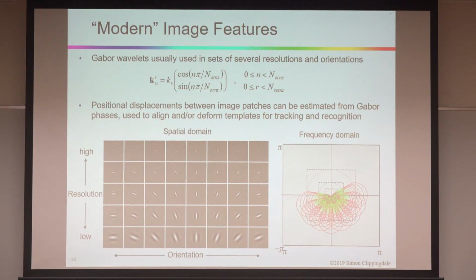Okay, so these features have been used. The fact that they have a phase, there's a cosine and a sine version of each of these filters, allows you to estimate physical displacements between, for example, some point on somebody's face in the database and the same point in an input image, so that you can do the alignment between the two by measuring the shift and taking it out.